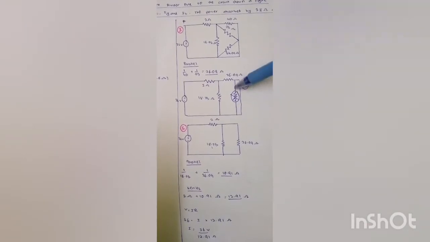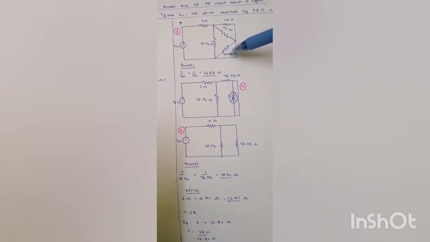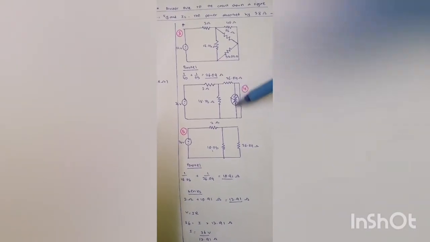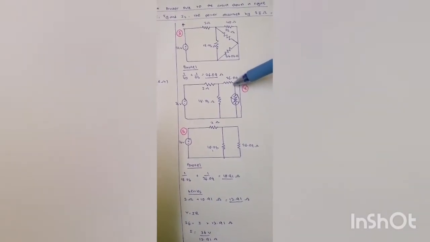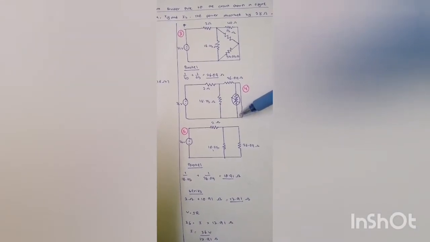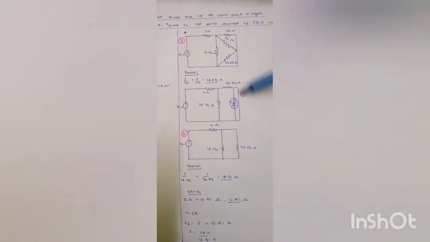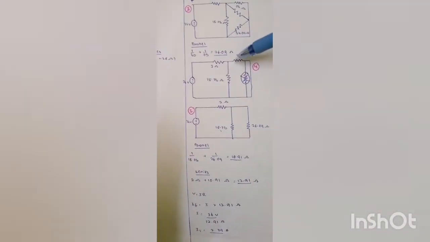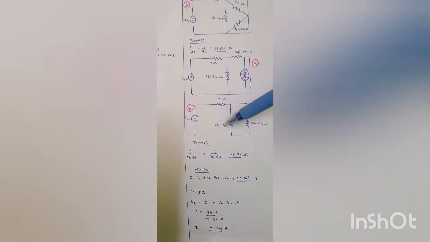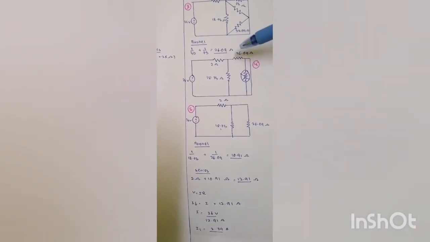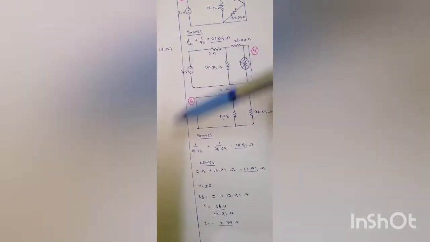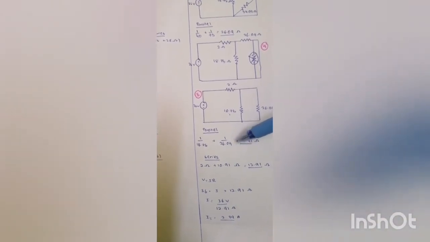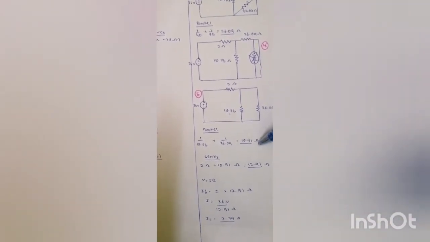Why do I ignore this one, which is 34.09 ohm? Because current only flows through the plain wire, so I just ignore this part. And then for the next step, I calculate the parallel of this value and this value, which is 1/18.75 plus 1/26.09. We will get 10.91 ohm.